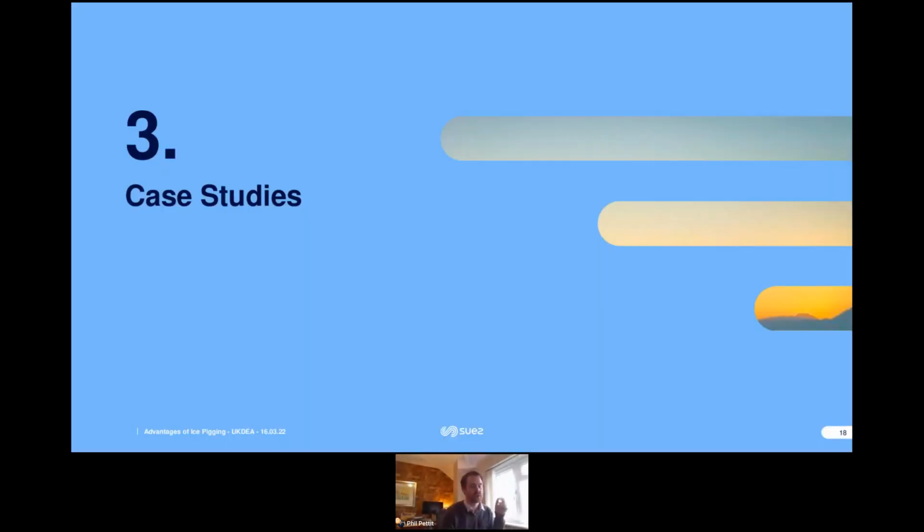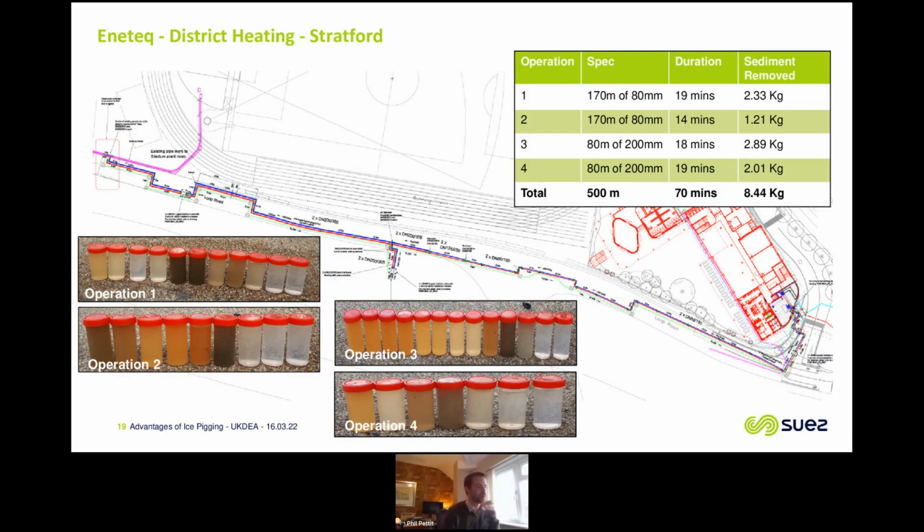In terms of case studies then, this is a small network we did for Enertech. All of the ice was inserted in the middle pot where you can see that leg coming out. We would send two pigs to the right, one down the flow and return, and two pigs to the left, down the flow and return. And each of those operations took 20 minutes.